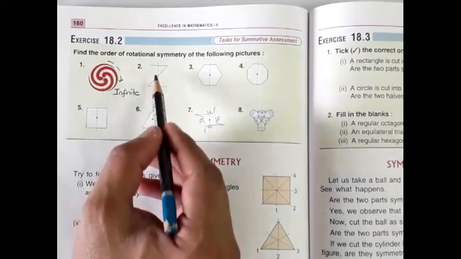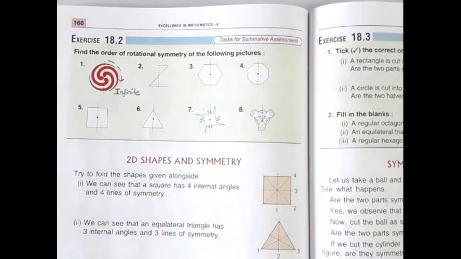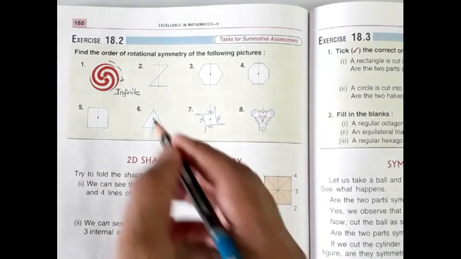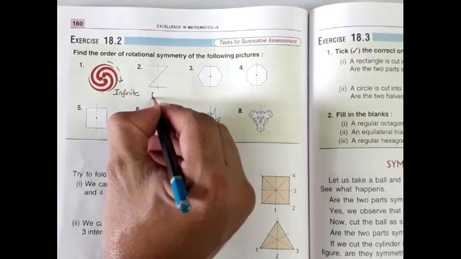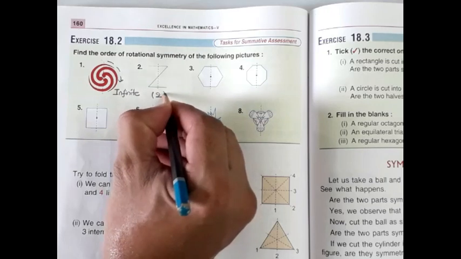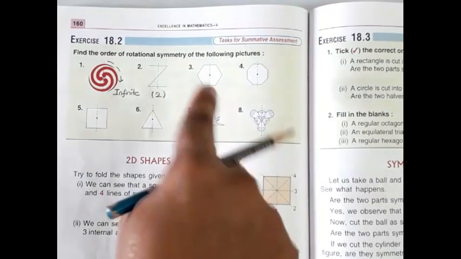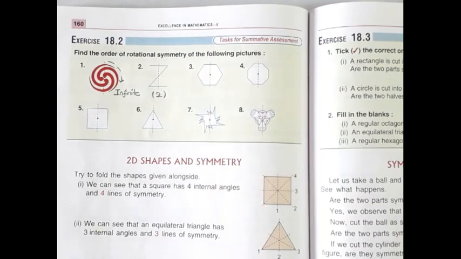And the second one, I just explained this yesterday. So the letter Z is going to get the order of rotational symmetry as 2. So mark the answer 2. Okay. The day before I explained this one.